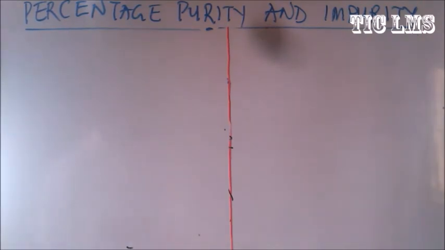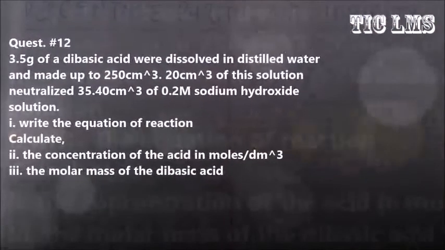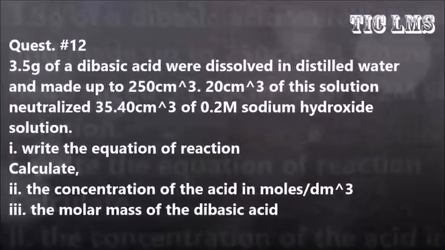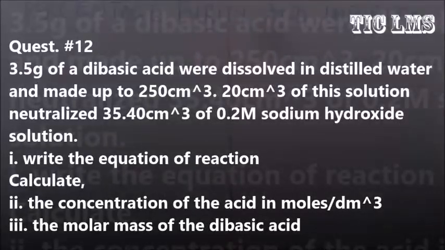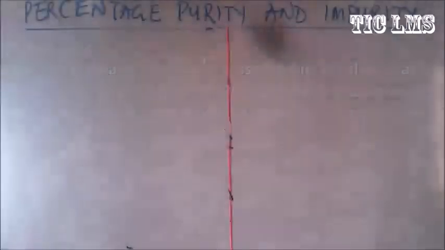Alright, so this next question says 3.5 grams of a dibasic acid were dissolved in distilled water and made up to 250 cm cubed. 20 cm cubed of this solution neutralized 35.40 cm cubed of 0.2 molar sodium hydroxide solution. Calculate: Roman figure 1, write the equation of reaction; Roman figure 2, the concentration of the acid in mole per dm cubed; and Roman figure 3, the molar concentration of the dibasic acid.